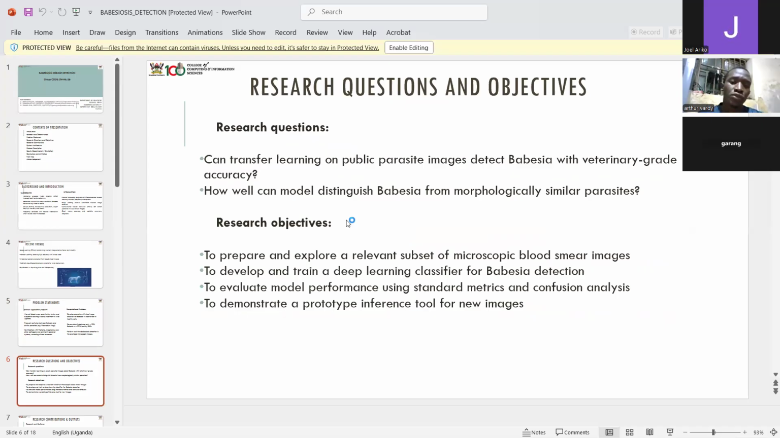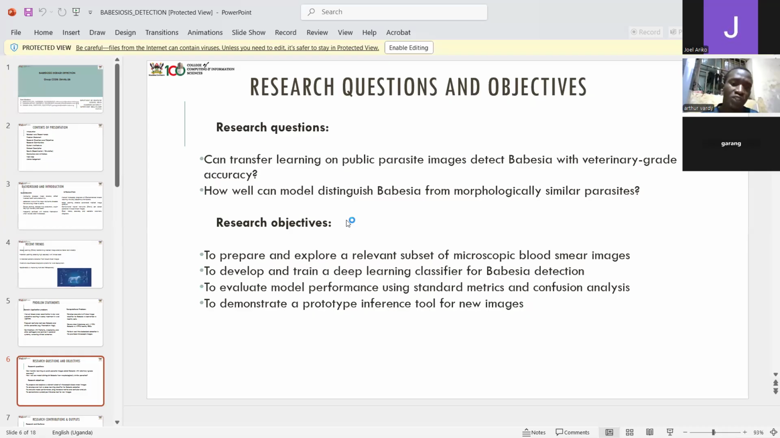Some of the questions that we came up with doing our research are: can transfer learning on public parasite images detect babesiosis with veterinary grade atlas? That was one of the questions. Then the second question: how well can the model distinguish babesia from morphologically similar parasites, for example, Plasmodium? Those are the basic two questions that we came up with, and you're going to find out a solution for them.